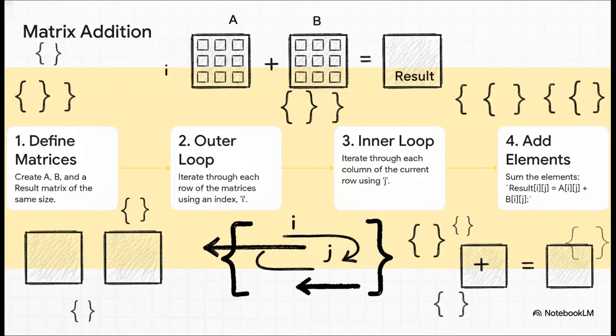Once you've confirmed they're the same size, the algorithm itself is actually super simple. You use those nested loops we just talked about to visit the same cell in both matrices at the same time. Let's say the cell at row I and column J. You grab the value from matrix A, add it to the value from matrix B, and you pop that sum right into the same spot in your new result matrix. You just do that over and over for every cell.